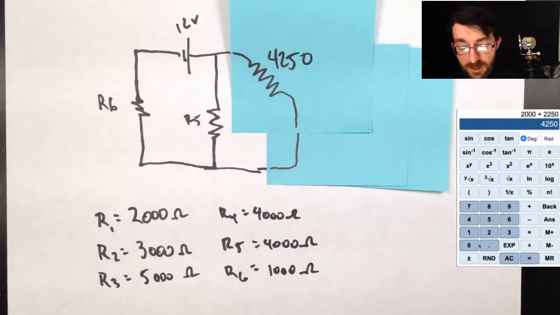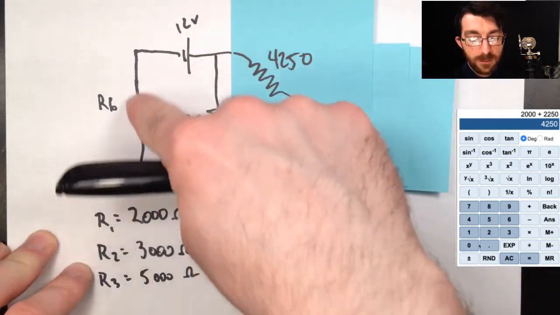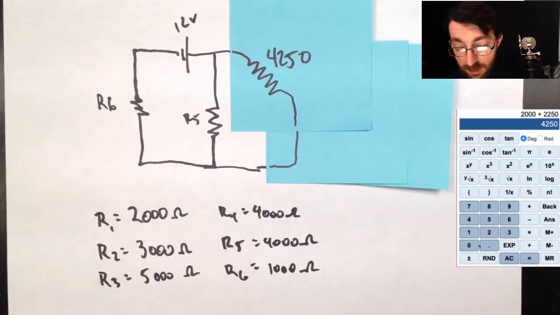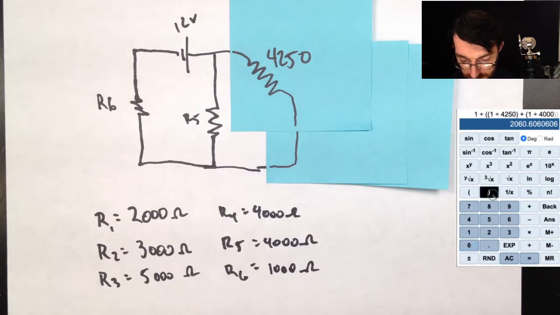This is looking a lot simpler now, isn't it? So what I have now is those two in parallel and then that one in series. So this resistor and resistor 5 in parallel. You have to add them up the parallel way. So that would be 1 divided by parentheses 1 divided by 4,250, and then add to that 1 divided by, what was R5? Oh, 4,000. R5 is 4,000. 1 divided by 4,000.